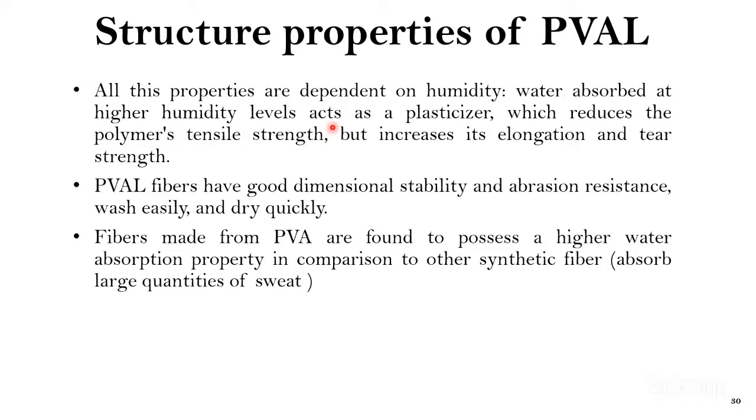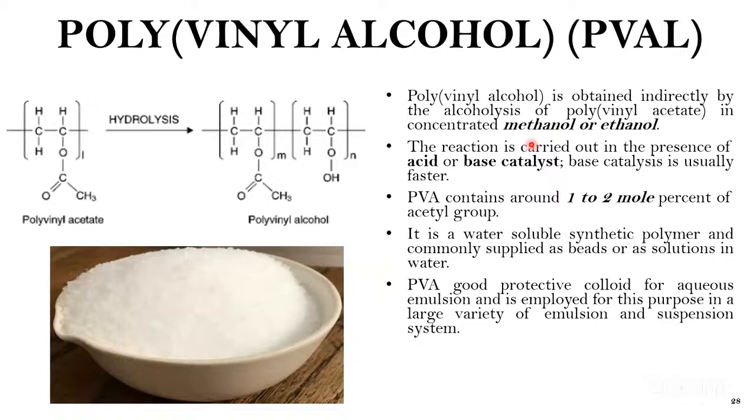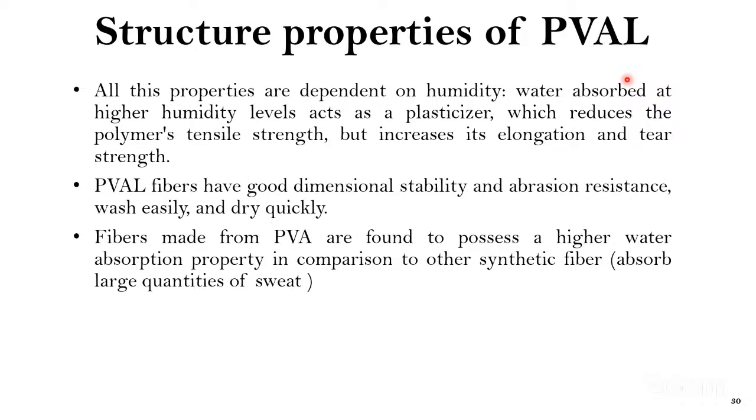All these properties depend on the humidity. That means PVA is not that resistant to environmental stress or weather, because of the presence of these groups, they are quite unstable in a humid atmosphere. Water absorbed at higher humidity levels acts as a plasticizer, which reduces the polymer's tensile strength but increases its elongation and tear strength.